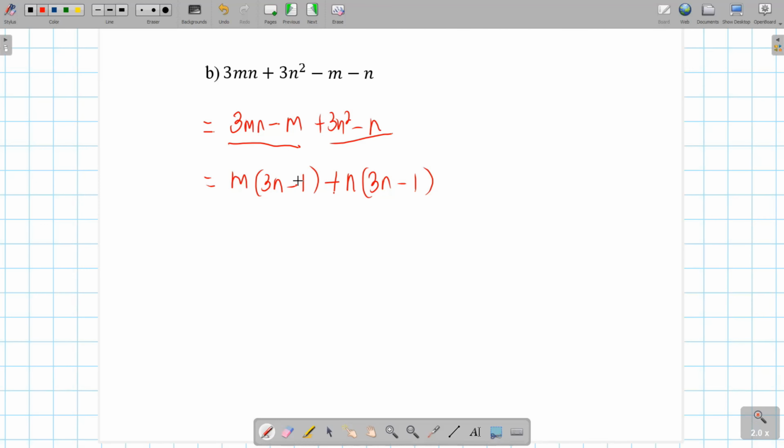Alright, so class, if when you do the extracting or factorization, somehow you don't get these two the same, you must check back because it is a sign that you didn't do the factorization correctly. Alright, so then we group the m plus n in one bracket and then 3n minus 1 in another bracket. So that is the third method.